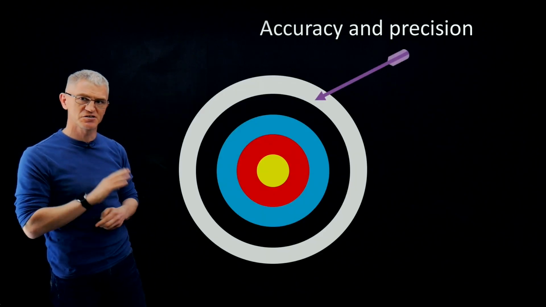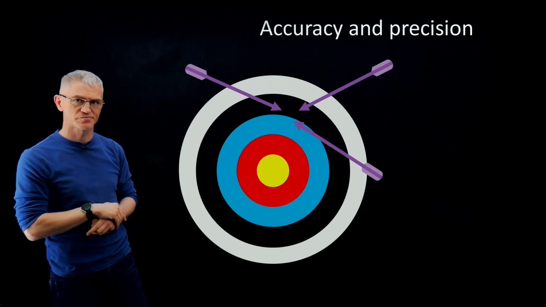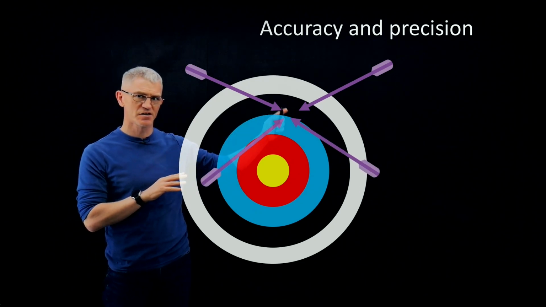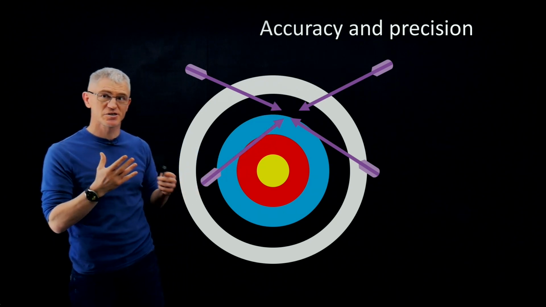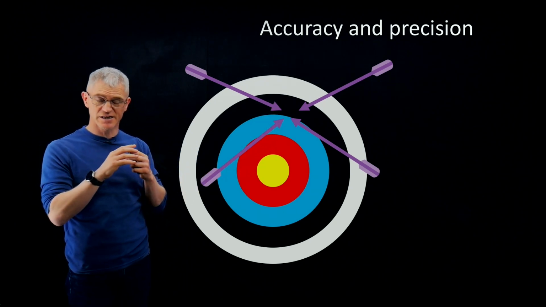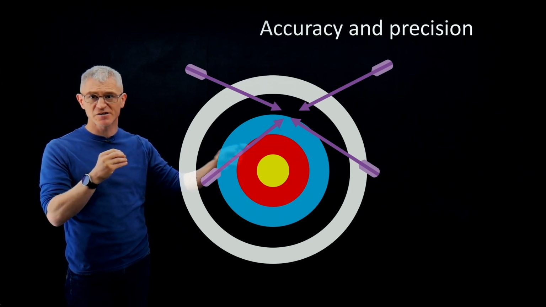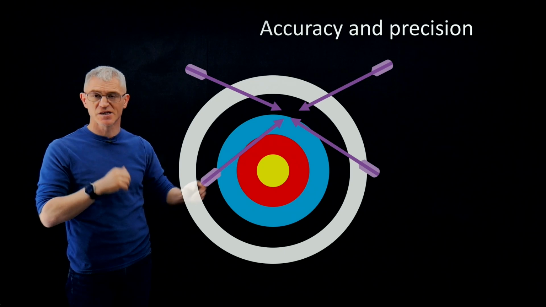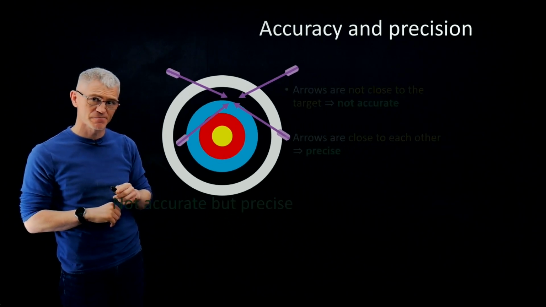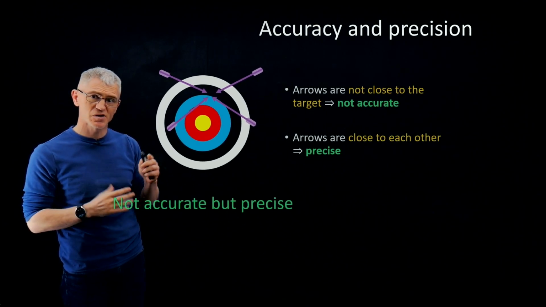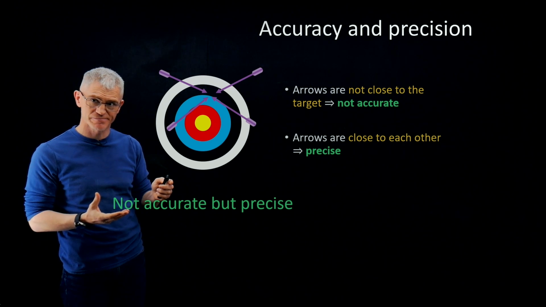So accuracy and precision, this time we've got another set of arrows. Well, they're grouped, right? So they're precise because they're grouped together. They're very close together, just like numbers would be very close together. But are they on the true value in the center? No. So this is not accurate, but it is precise.